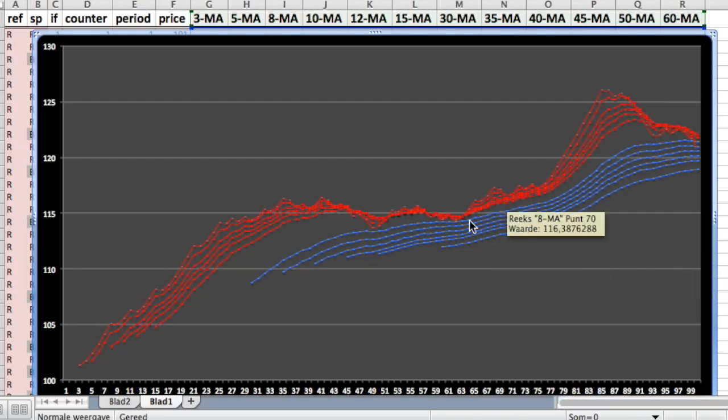So this, people, is how professional people trade and how professional people play casino games. We try to detect trends, reversals, consolidation, and so on.